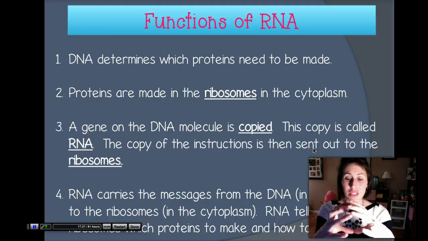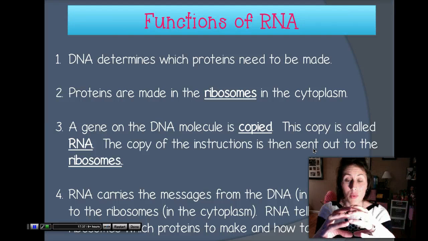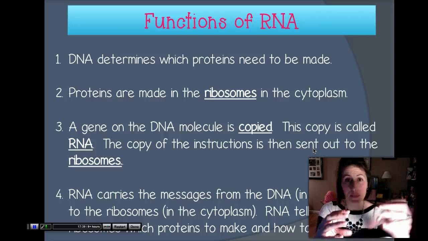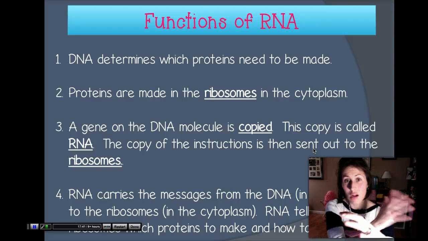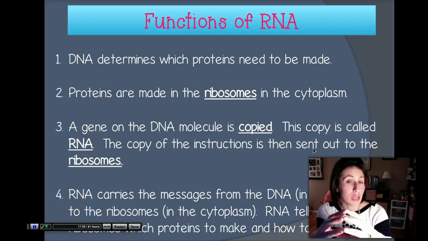The DNA has to stay locked up in the nucleus. It can't leave the nucleus because it is so important. That is our one and only original copy for the cell. And if something happens to that copy, the cell's in big trouble. So instead of sending the DNA out to the ribosome, and remember the ribosomes are in the cytoplasm outside of the nucleus because proteins are too big to fit through the nuclear membrane, they can't get through. RNA is fairly small, so it can.